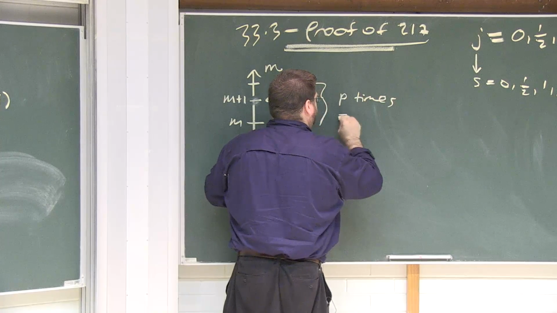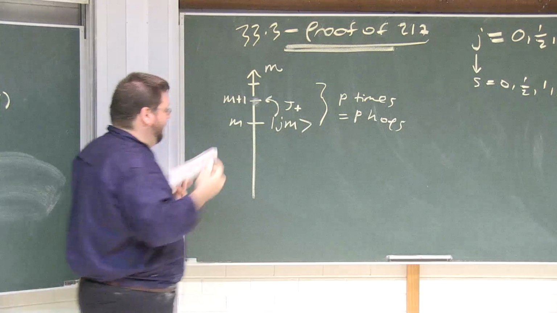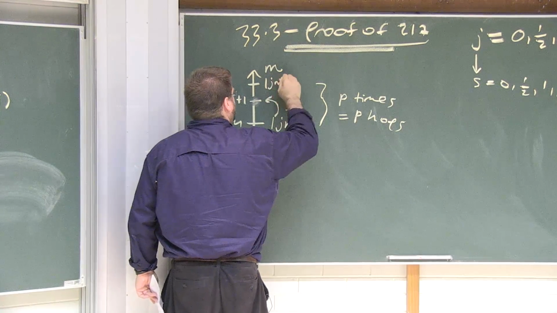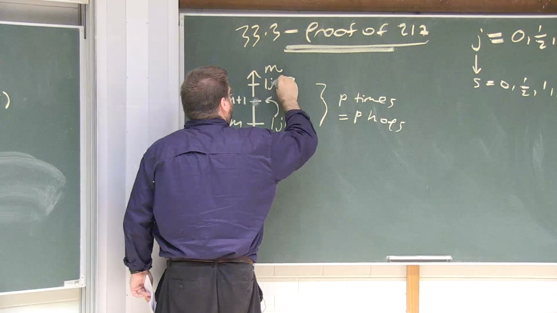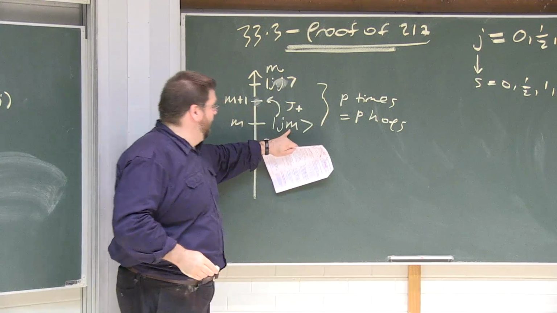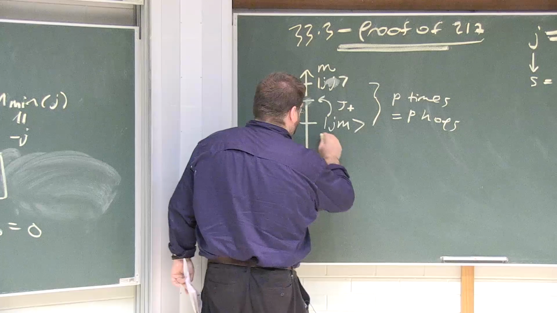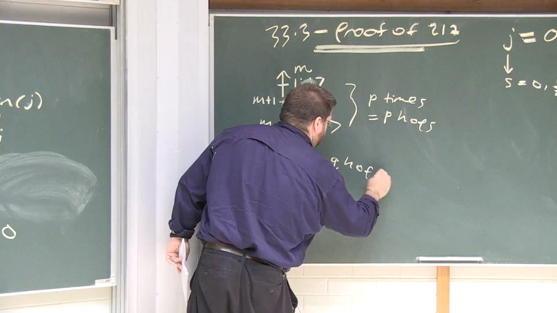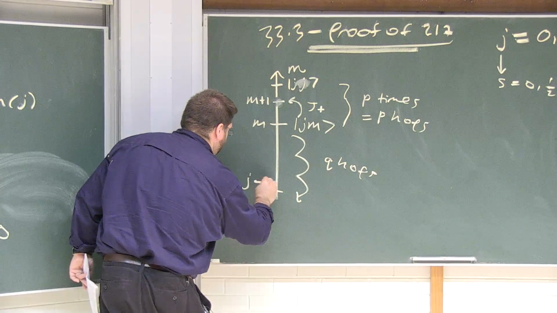So this is p hops. p is an integer, and p hops is going to be the number of hops which will take us to the maximum value of m, which we know to be j. So I can call that |j j>. So I'm at a particular state, little m, and a total of p hops will take me to the top. Similarly, a total of q hops will take me to the bottom, which is |j, -j>.